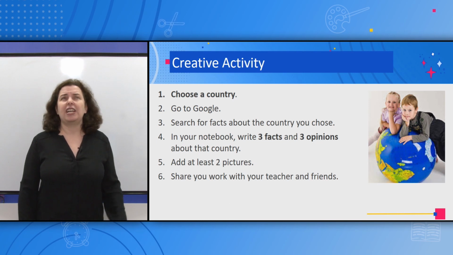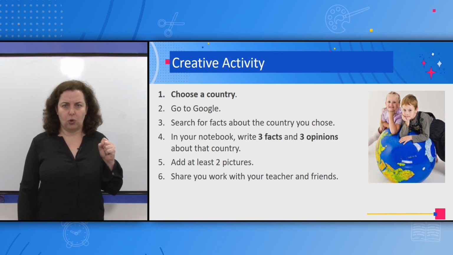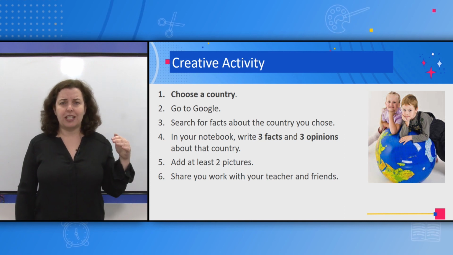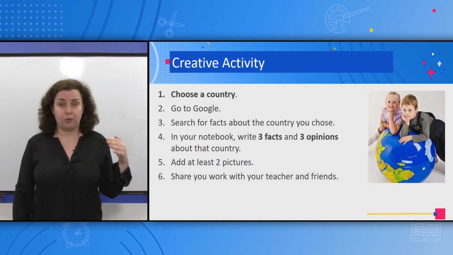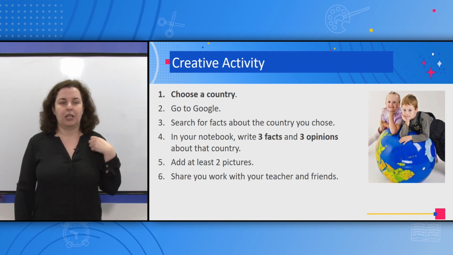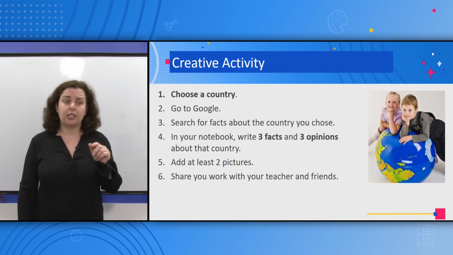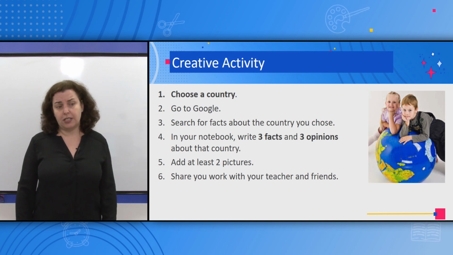In Canada, it is very, very cold. I used to live in Canada. The coldest I've ever lived in was minus 48 Celsius. So that's a fact. It's very cold in Canada. So in number 3, search for facts about the country you chose.